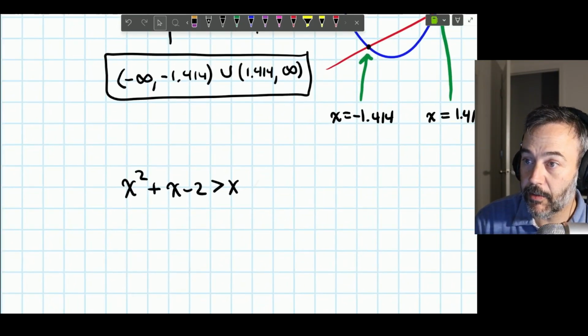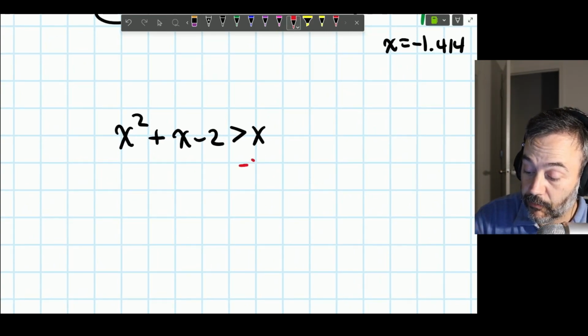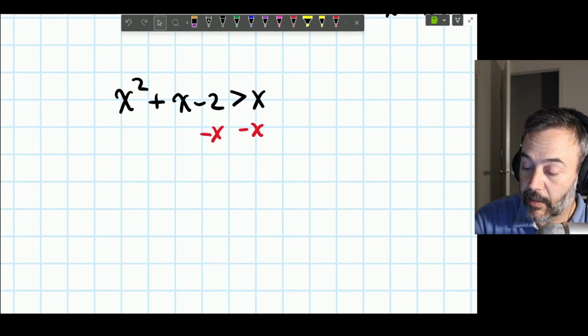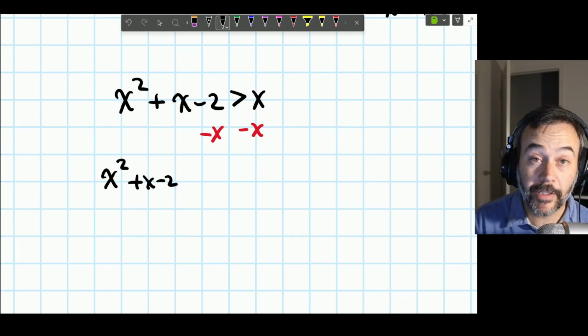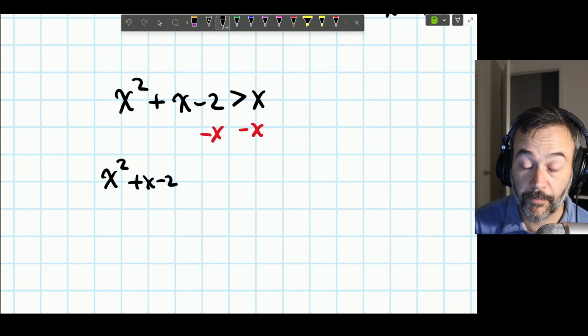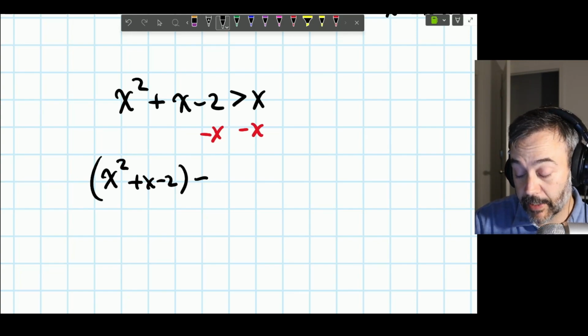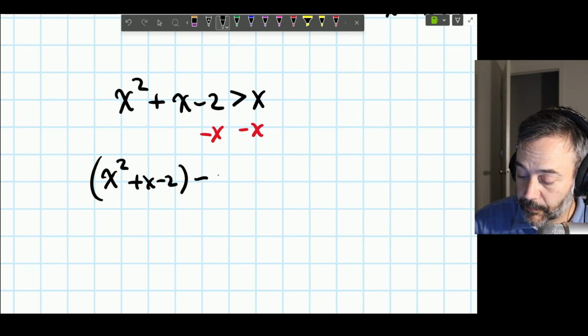Okay, so I have this inequality and I want to solve it using the TI calculator. I'll begin by subtracting x from both sides because for the 0 method, I want everything on one side and I want 0 by itself on the other side. x squared plus x minus 2. Now, I could combine like terms on the left and that would be totally fine. Just for the sake of being very explicit of what's going on, I'm going to write x squared plus x minus 2 in parentheses minus x is greater than 0.